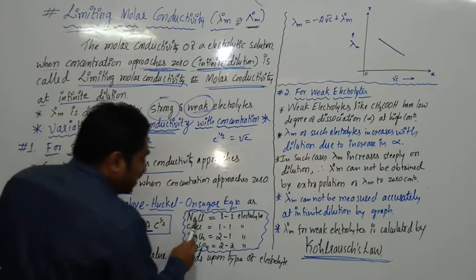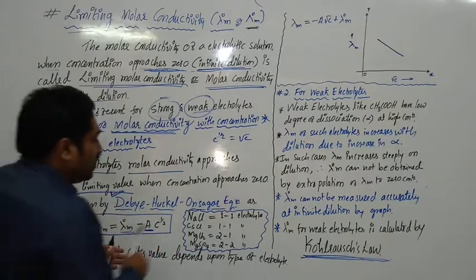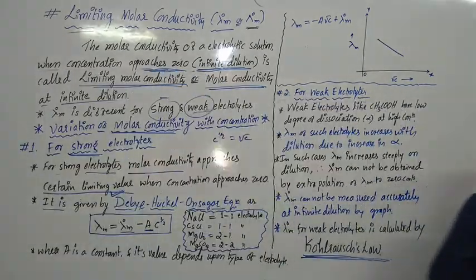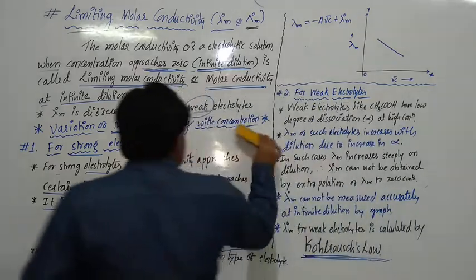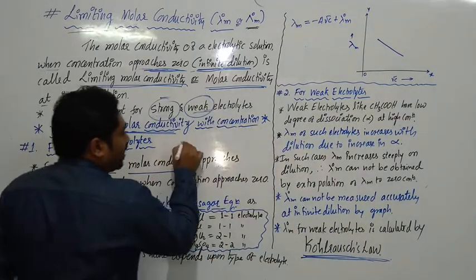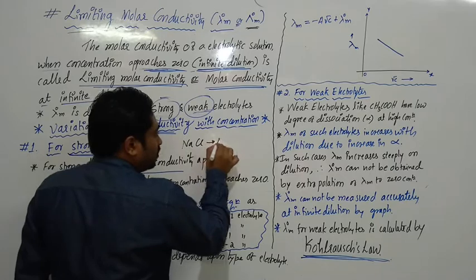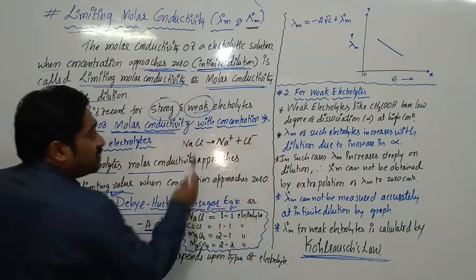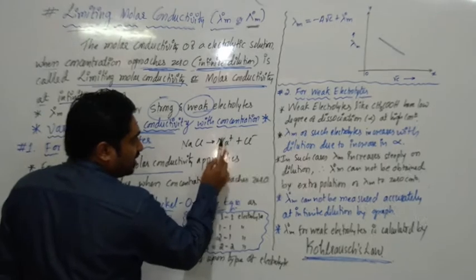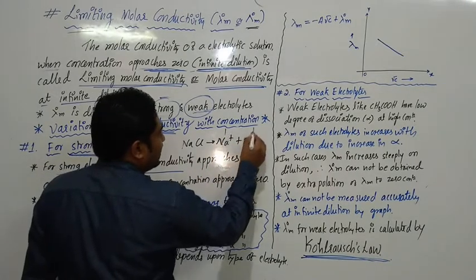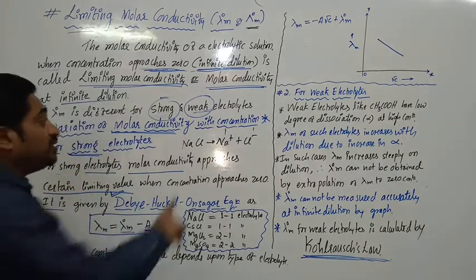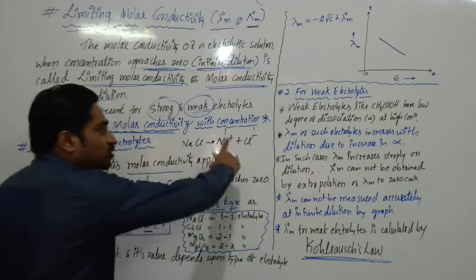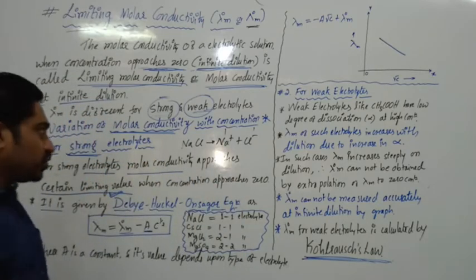If I take NaCl, an electrolyte, and dissolve it in water, what do I get? NaCl gives Na plus and Cl minus. Here the number of charges on the cation is 1 and the number of charges on the anion is also 1. Therefore this electrolyte is a 1,1 type electrolyte.